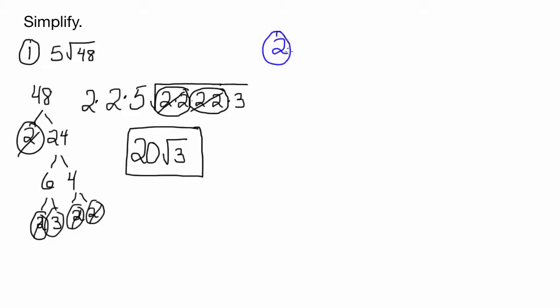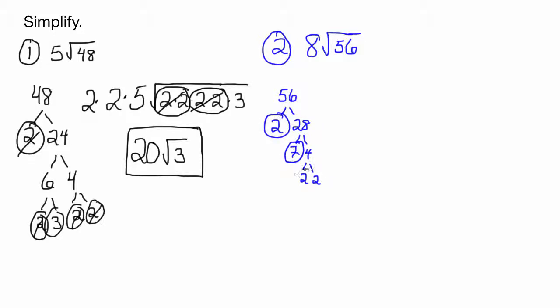So we'll call this number 2, and let's have this be 8 root 56. I want to simplify 8 times the square root of 56. So again, write 56 as a product of its prime factors, so we can look for pairs. That's going to be 2 and 28, and that will be 7 and 4, and 2 and 2. So I've got a 2, a 7, a 2, and a 2. That's going to be 8 times the square root of, and I have 1, 2, 3 2's, and a 7.